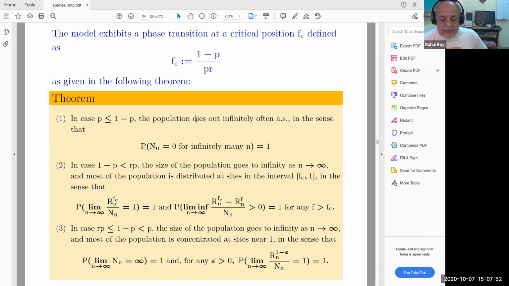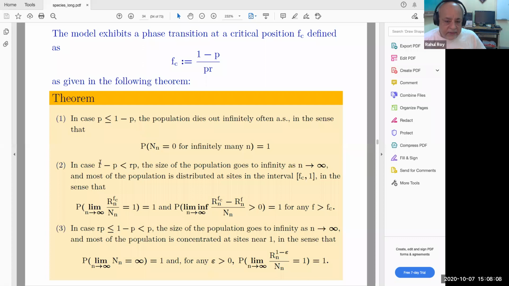And in this case also, just like earlier, if p is less than 1 minus p, that means if the death rate is more than the birth rate, then of course the population dies out infinitely often, almost surely. So these are very trivial results.